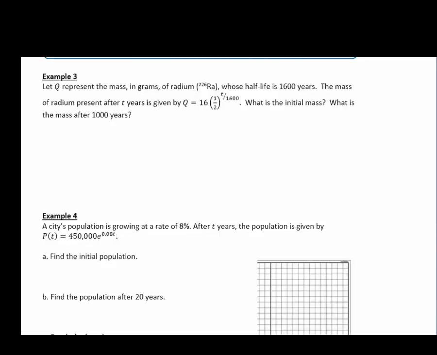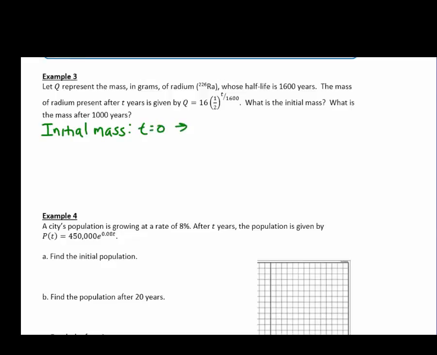So in example 3, we're going to let Q represent the mass in grams of radium, whose half-life is 1,600 years. The mass of radium present after T years is given by Q equals 16 times the quantity of 1/2 to the power of T over 1,600. So what is the initial mass? So initial mass means that time is 0. So for our initial mass, T equals 0.